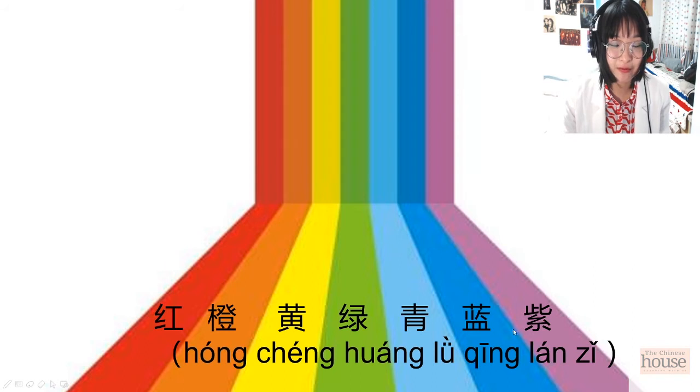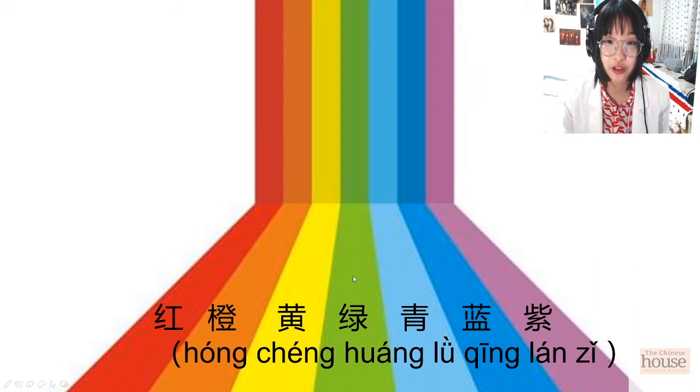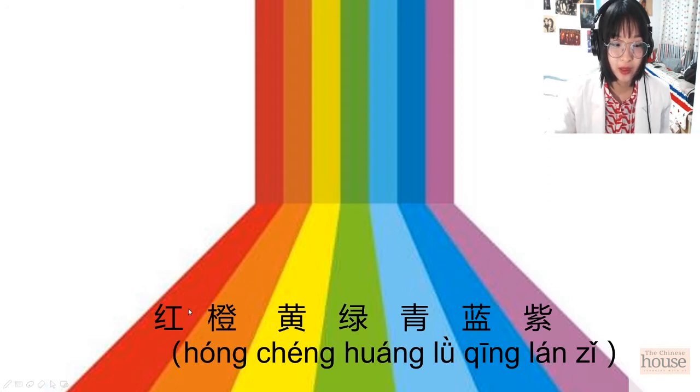Then this one, I recited this when I was in kindergarten. We have to remember all of those colors, so you just need to remember this phrase. 红橙黄绿青蓝紫. Slowly, okay? 红, 橙, 黄. Okay, the three are second tone.